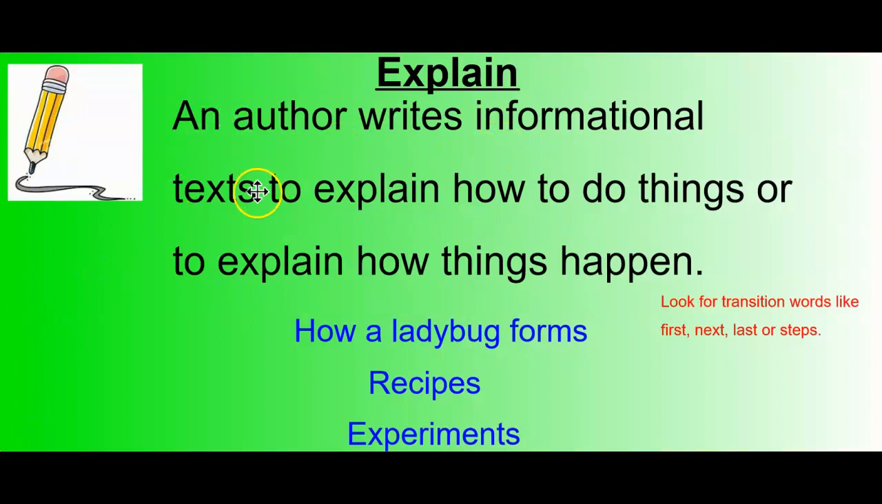Finally, an author writes informational text to explain how to do things or to explain how things happen. For example, how does a ladybug form? Or explaining how to cook something in a recipe, or explaining how to perform a science experiment. Remember to look for transition words like first, or next, or last, or maybe steps like 1, 2, 3, or 4.